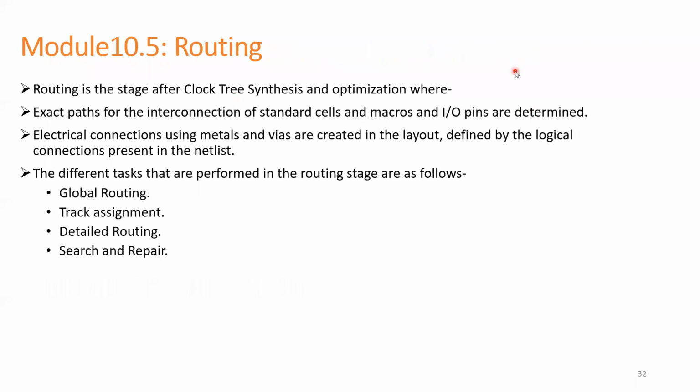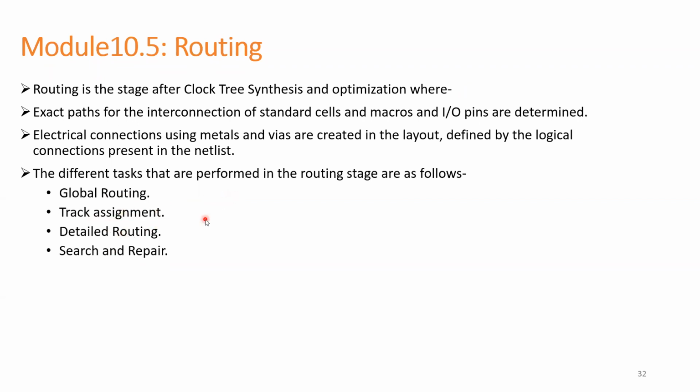So once CTS is done, we will do signal routing. In routing we have three stages: global routing, track assignment, and detailed routing, search and repair. In global routing, the tool algorithm will create an imaginary kind of dotted line, check the tracks, and try to create the signal route. It will assign the signals to each and every available track nearby.